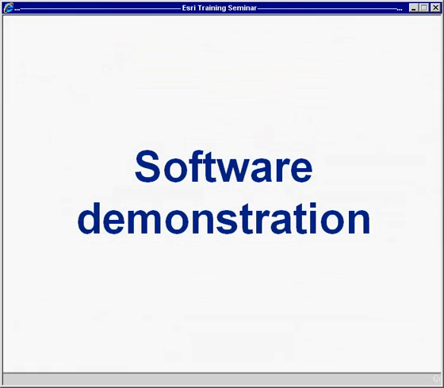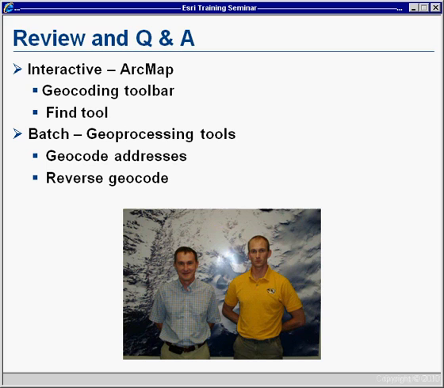So now, what we've talked about is the capabilities we have to geocode both interactively and batch. Within ArcMap, we can interactively geocode using the geocoding toolbar, but also the Find tool. With batch geocoding, we have the capability to both geocode addresses for forward geocoding, but also to reverse geocode to go from the location to the description of that location. So now what we're going to do is turn it back over to Bruce, and he's going to answer a few more of your questions.